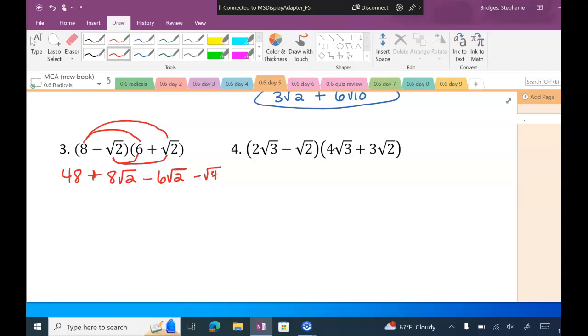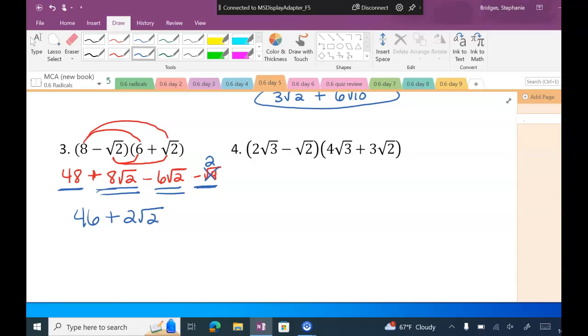Now, I do have a couple of like terms that I can put together. You see anything else that needs to simplify here? That 4 is a perfect square, right? So we need to go ahead and simplify that as well. What is that going to turn into? 2. Okay, so then we can work on our like terms. We have 2 terms that do not have radicals, so I'm going to combine those. 48 minus 2, what does that give me? 46. And then I have a positive 8 square roots of 2 and a negative 6 square roots of 2, which is going to give me a positive 2 square roots of 2.